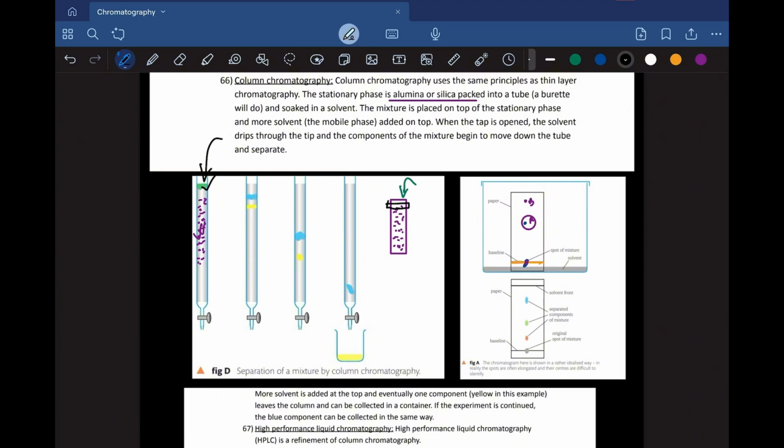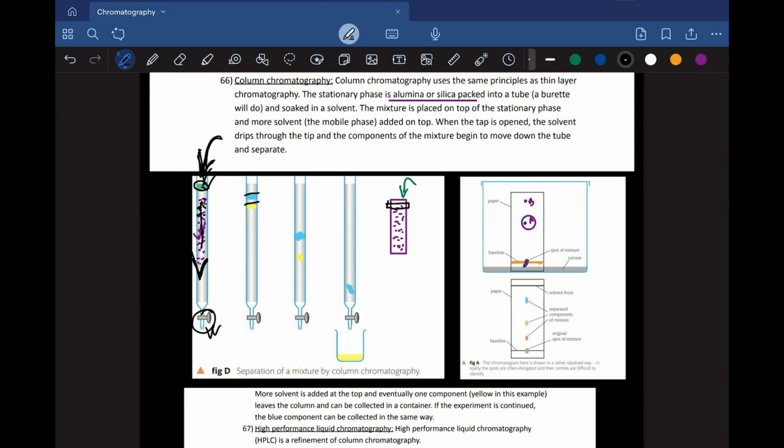Then we will open the tap. When we open the tap, the solvent will start flowing down, because the solvent is liquid. There are particles right here, on top of the particles there is the mixture, and on top of the mixture we are putting the solvent. So the solvent will be falling down the container, and as it falls it will be carrying the mixture with it.